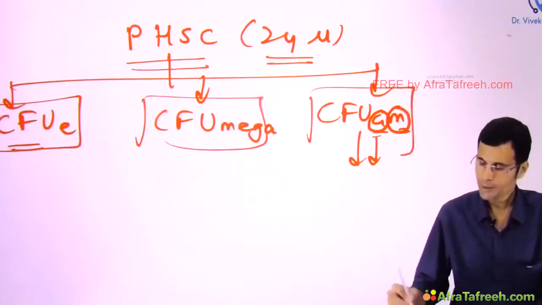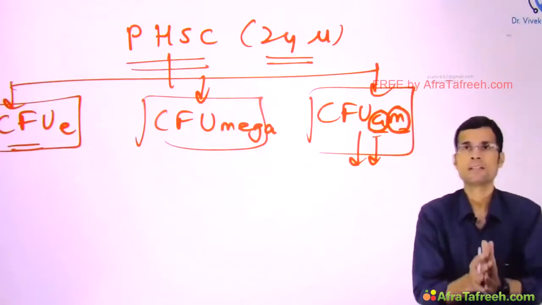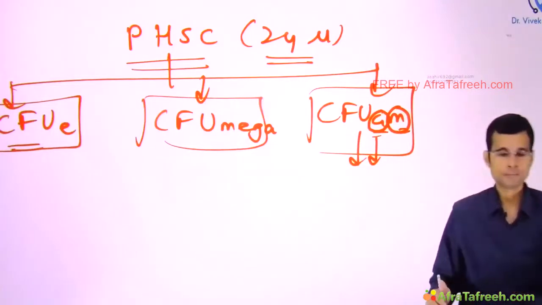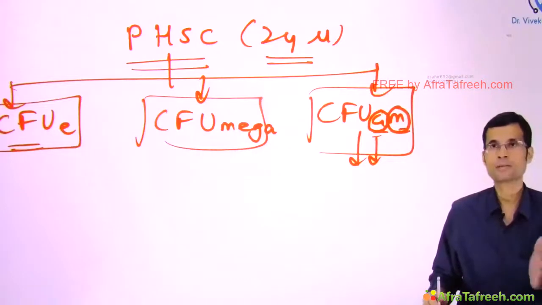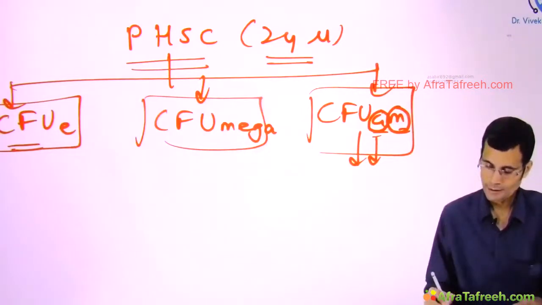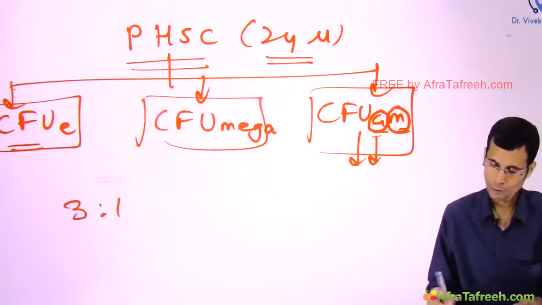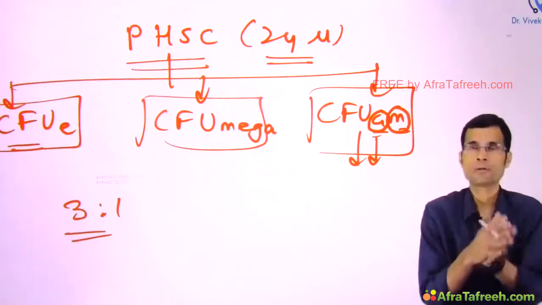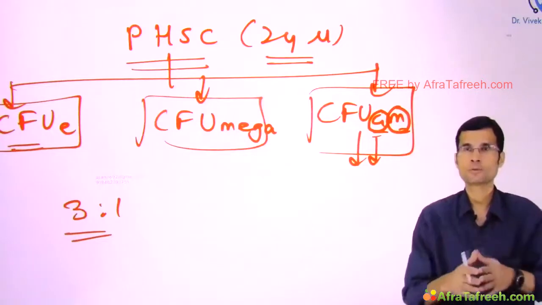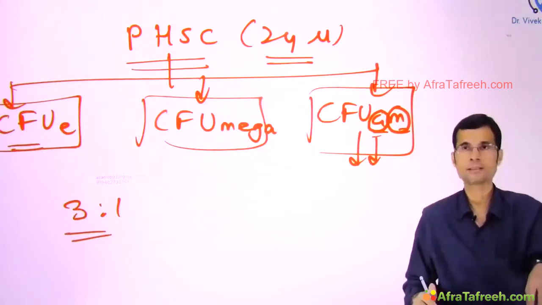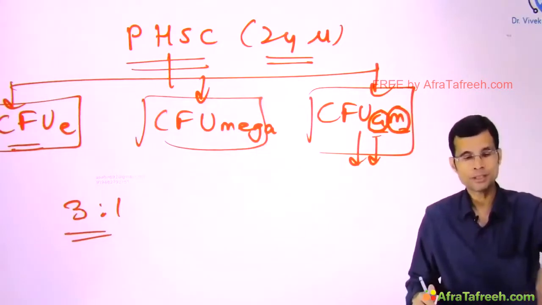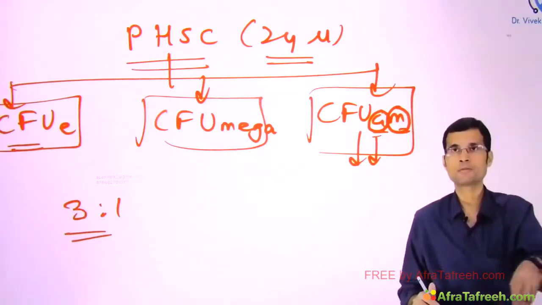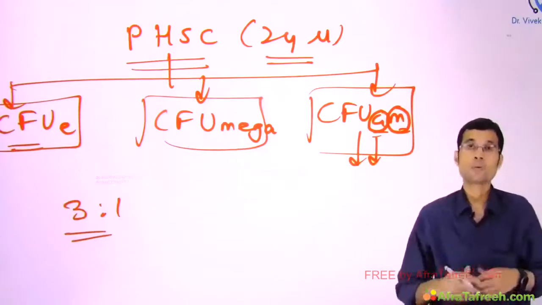Just one more point that needs to be highlighted here is that in the bone marrow, what is the ratio of myeloid precursors to erythroid precursors? The answer is 3:1. The myeloid to erythroid ratio will be 3:1. I mean 75% precursors will be forming the WBCs and 25% precursors will be eventually forming the RBCs.